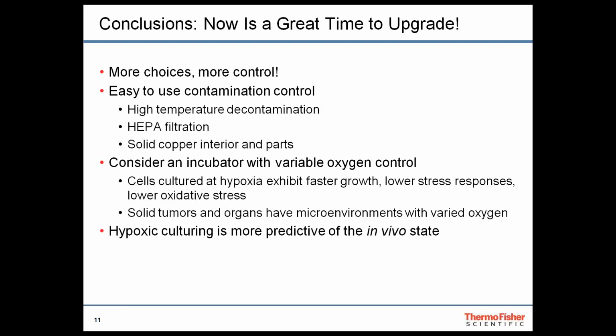And consider an incubator that offers variable oxygen control. Cells cultured at hypoxia exhibit faster growth, lower stress responses, and less oxidative stress. Solid tumors and organs have different microenvironments with varied oxygen conditions depending on the distance that the cells are from the arterial blood vessels. So cells cultured under hypoxic conditions are more predictive of the in vivo state, so they're better models for functional biology, disease progression, and more.